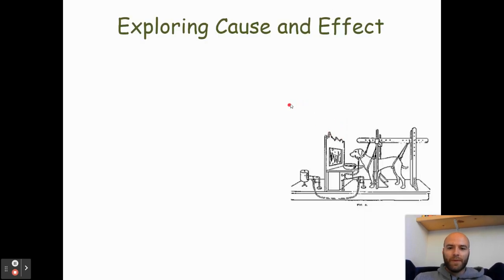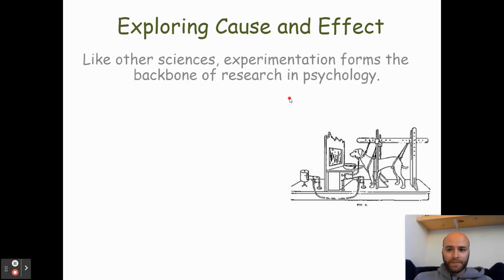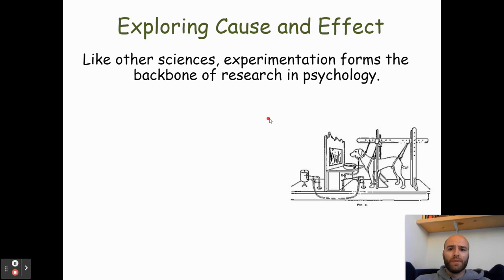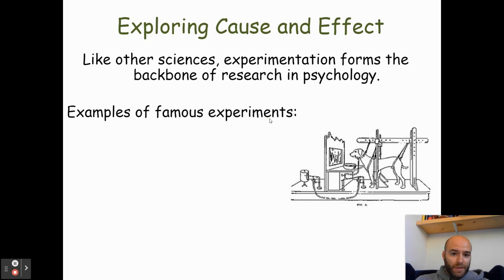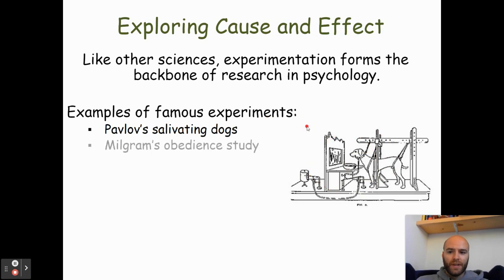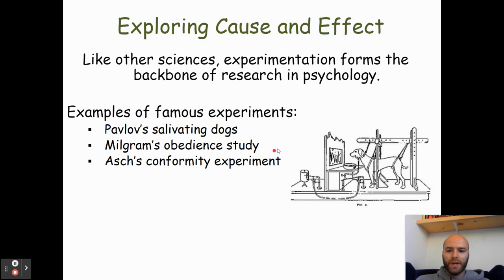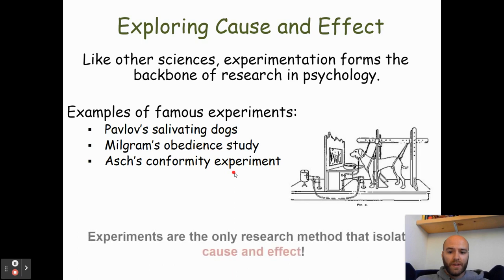So, the backbone of experimentation is really exploring cause and effect. Like other sciences, experimentation forms the backbone of research in psychology. Examples of famous experiments that we'll talk about: Pavlov's dog, right? We'll get into that when we get into conditioning. Milgram's obedience study and how people respond to authority. Asch's conformity study and the effects of groupthink and conformity and the influence of others. We'll get into that when we get into social psych.